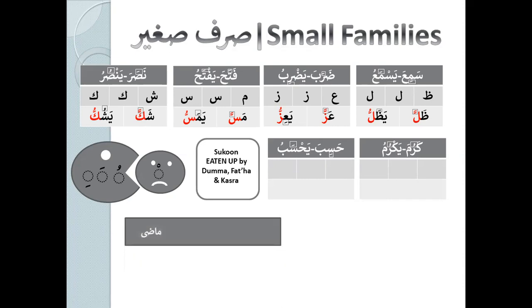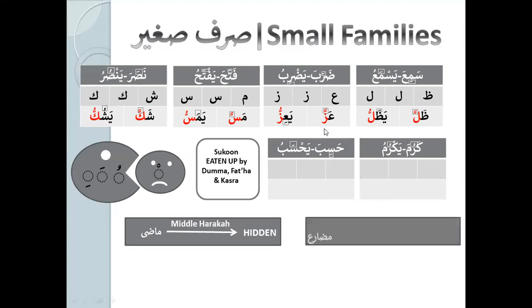So a few facts. In Madi, you can see the middle haraka is hidden. It's not shown. And that is precisely the reason why all the Madi here look the same. They rhyme with each other: Zalla, Azza, Massa, Shakka. Not like Samia, Daraba, Fataha, Nasara, no. They all rhyme, not Karuma, Hasiba. They rhyme because the middle letter's haraka is hidden.